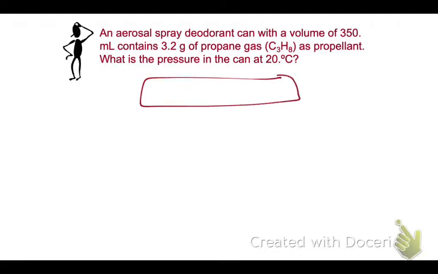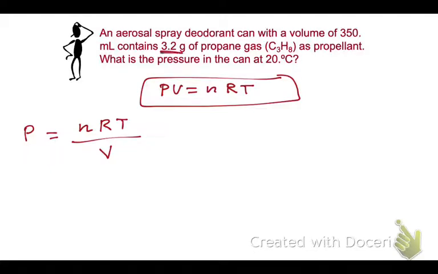And the ideal gas law says PV equals nRT. And what I need now is to figure out the pressure. So P is going to equal nRT over V. I don't have n directly, but I can calculate it by converting grams into moles using the molar mass. So let's do that.